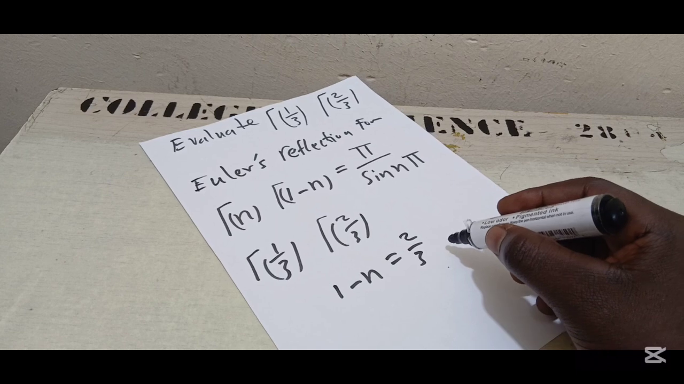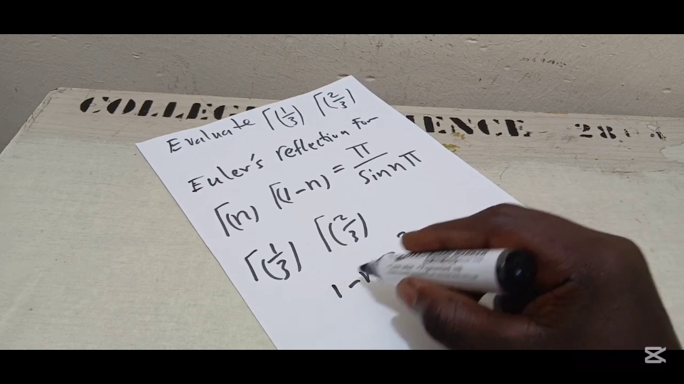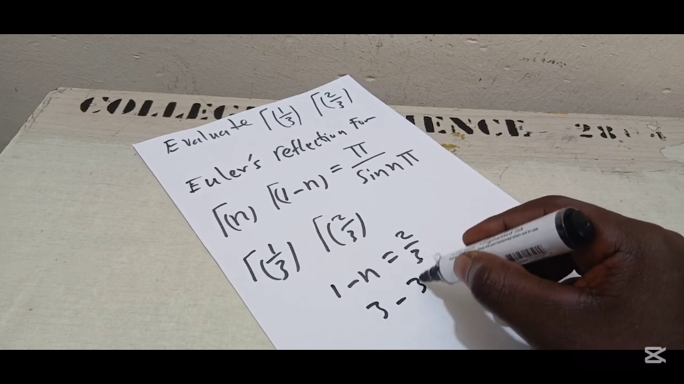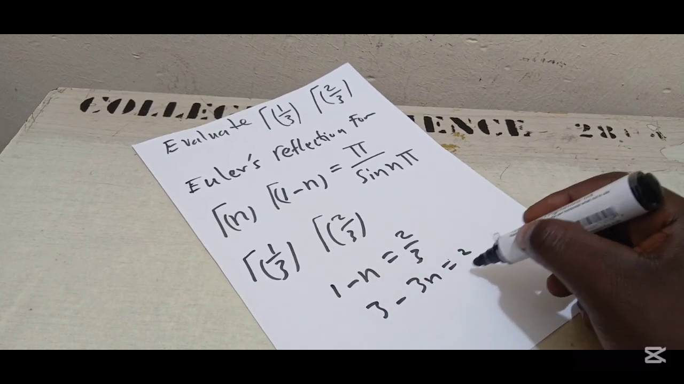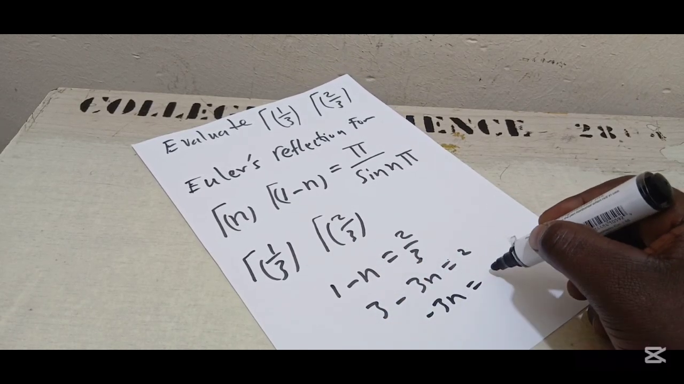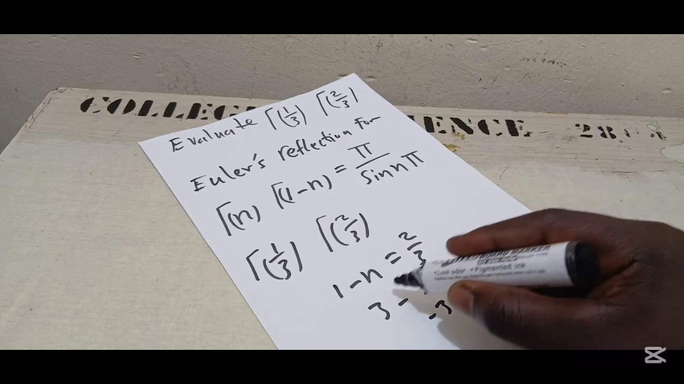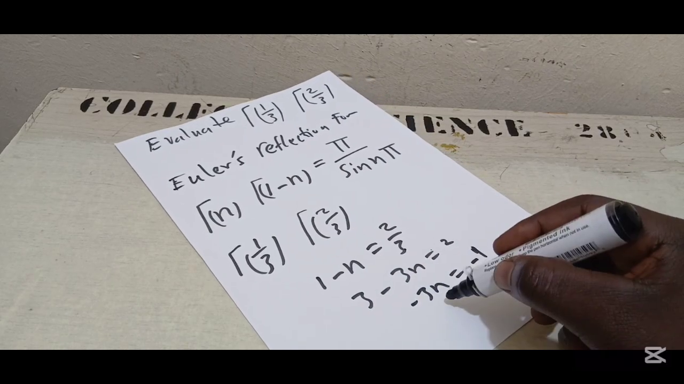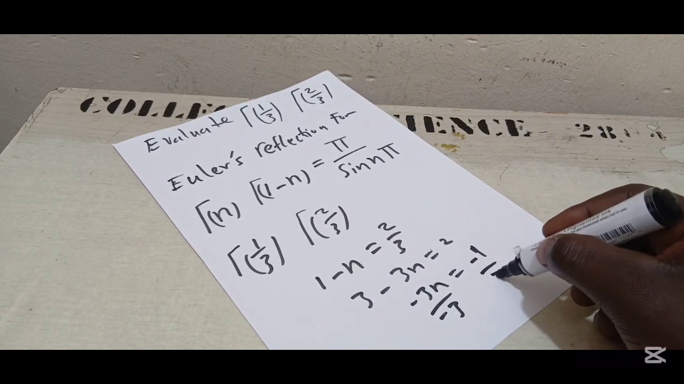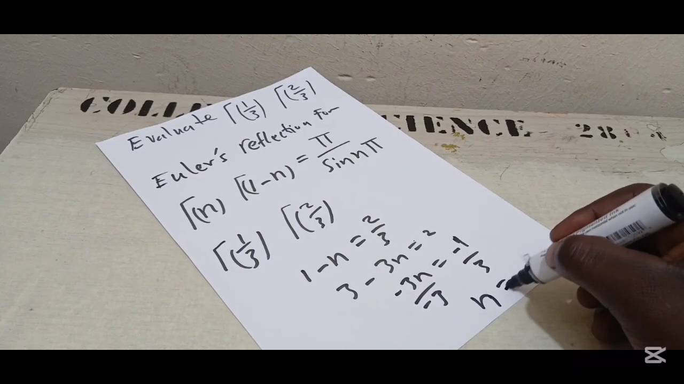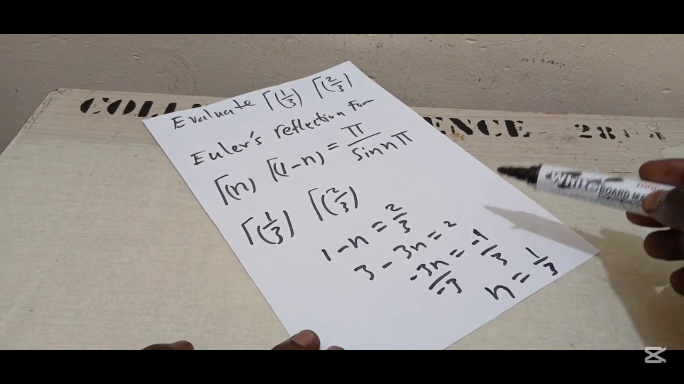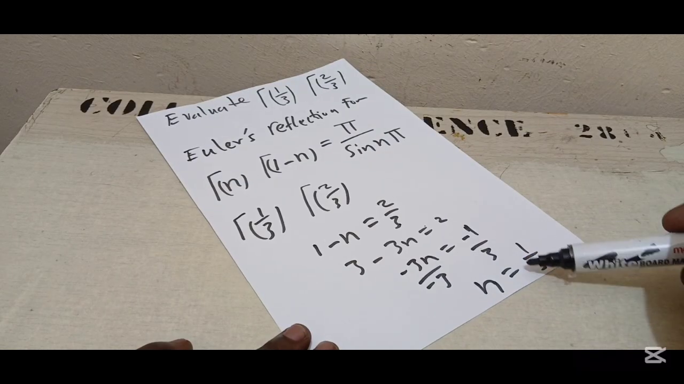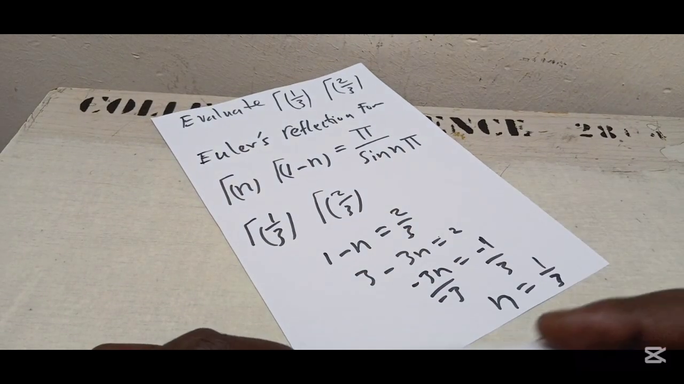So let's solve this problem. Multiplying by 3, we are going to get 3 minus 3n equals 2, right? So if this 3 should cross, we are going to get minus 3n equals negative 1. Let's divide by negative 3. So we are going to get our n to be 1 on 3. Can you see that? Looking at this, you could see that 1 on 3 here, 1 on 3 here.